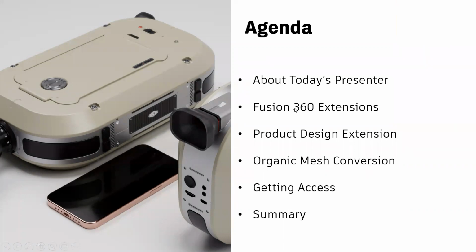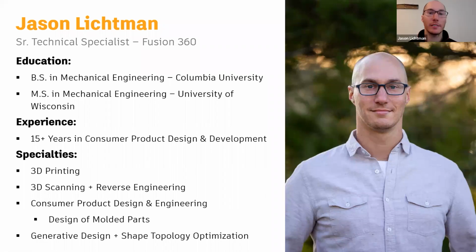So with that, let me tell you a little bit about me. My name is Jason Lichtman, and I'm a senior technical specialist for design and manufacturing at Autodesk. I focus on Fusion 360 in particular. My background is in mechanical engineering, and I spent a little over 10 years in industry itself as a professional consumer product design engineer, taking ideas, turning them into 3D models, turning those models into prototypes, and those prototypes into mass production. I've been working in the industry for the last 15 plus years, and I have to say I love designing and I love manufacturing.